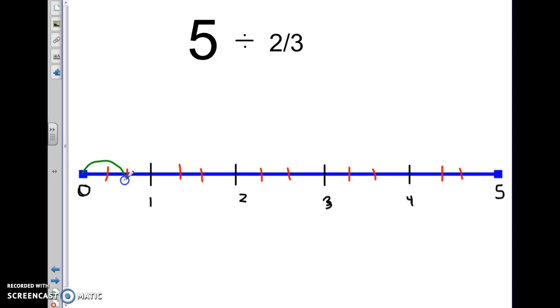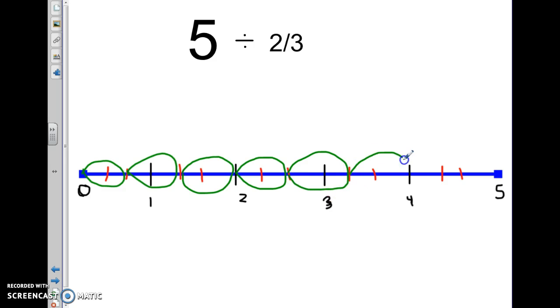So 1, 2/3 there. 1, 2/3 there. 1, 2/3 there. Being a little bit fast and sloppy here, but you get what's going on, right? 1, 2/3 there, 2/3, 2/3. And you can see that I only have 1/3 left here, so I can't make a whole other group of 2/3. Again, we want to know how many groups of 2/3 fit into 5. Well, we've got 1, 2, 3, 4, 5, 6, 7. We have 7 groups of 2/3, and then we have this little bit left over here.